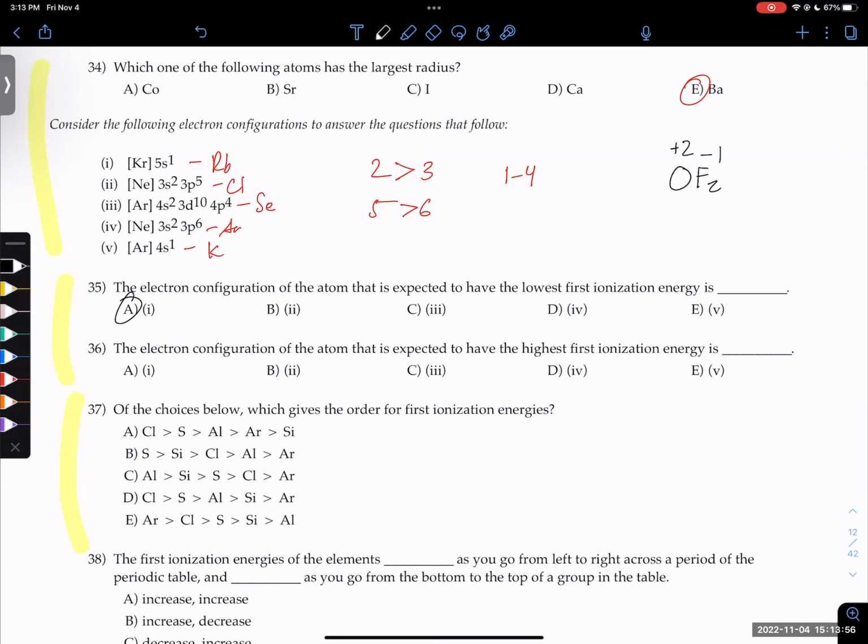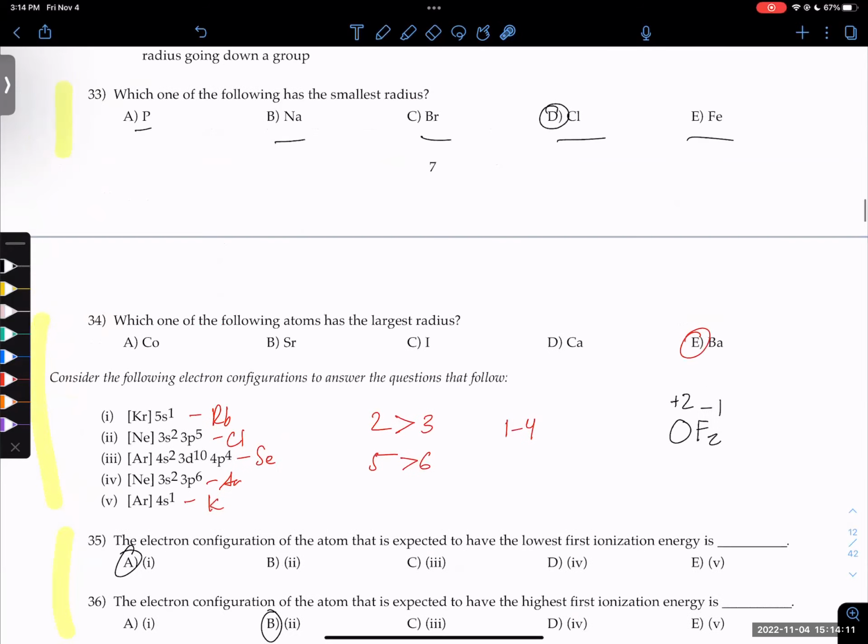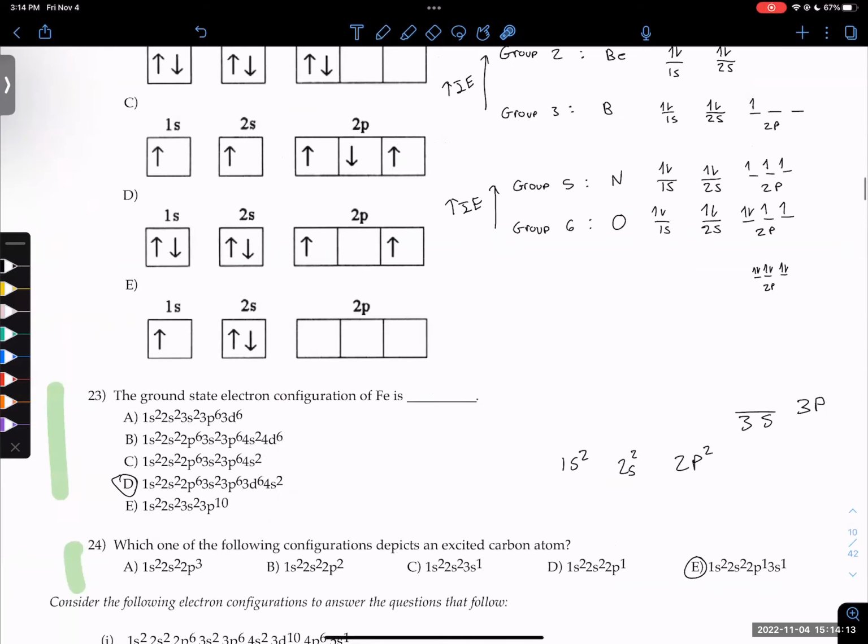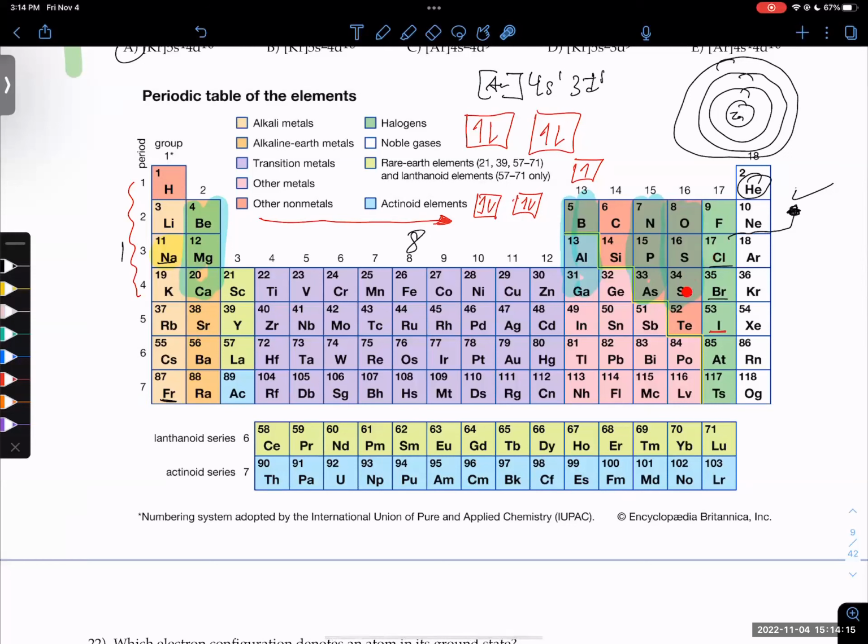Okay, perfect. So B is the answer again. If it's asking for the highest first ionization energy, we want something that's up and to the right. Out of these 5 here, chlorine is gonna be up and to the right the most, as we see on the periodic table. Wait, it's not selenium, argon? Oh, I said D. Is that D? Yeah, because argon is the furthest to the right. Yeah, you're right.